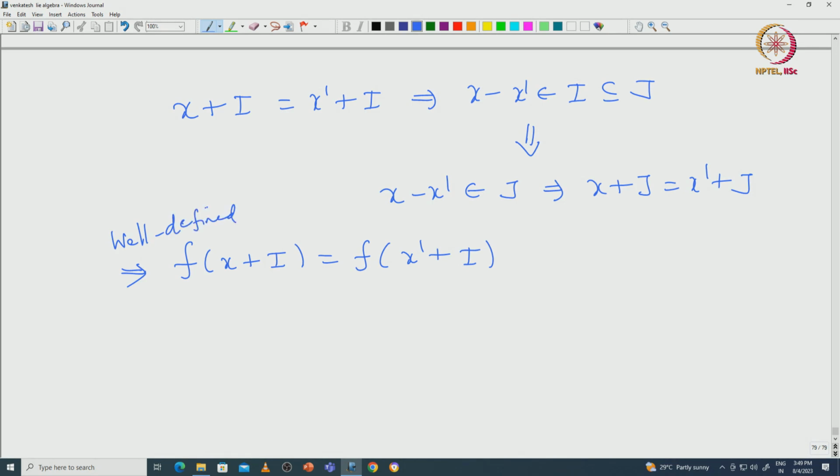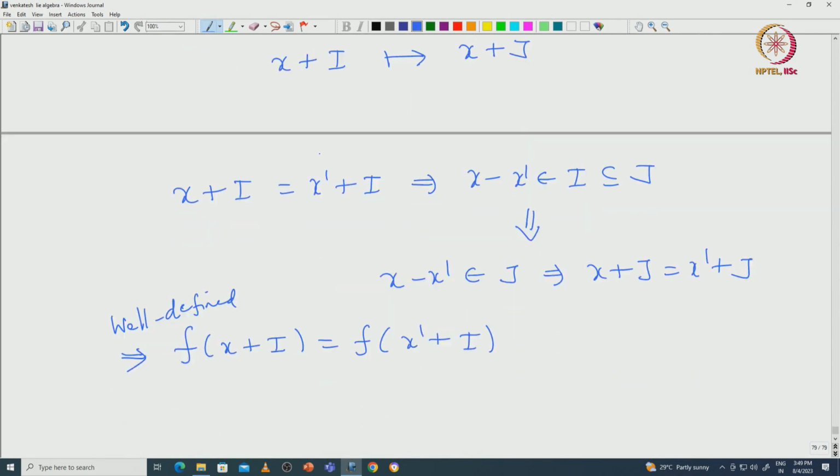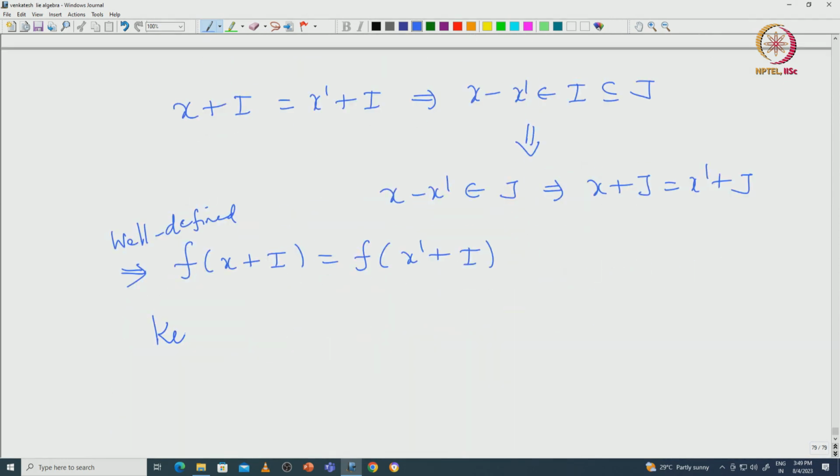So, now once it is well defined, I will leave it to you to check. This will actually define a C-linear map and a Lie algebra homomorphism. Indeed, there is nothing to check, the only important thing to check is that it is well defined. All the remaining things will follow from the way we defined it. Okay. So, now let me compute the kernel and then convince you that the kernel is indeed J modulo I. So, what is the kernel? The kernel is those x plus I such that when you apply f to x plus I, that must be 0.